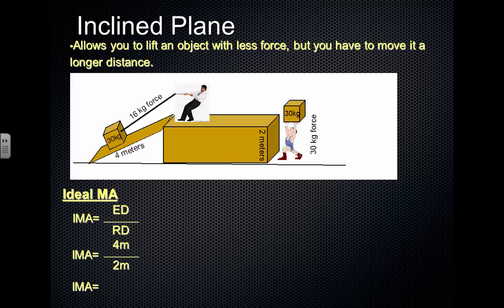Now, what about units? This is a tricky one. Bianca? 2 meters per meter. Well, you could say that, but what is anything divided by itself? 1. The units here cancel out. Meters divided by meters, they cancel out. Mechanical advantage doesn't have a unit. It's just 2.